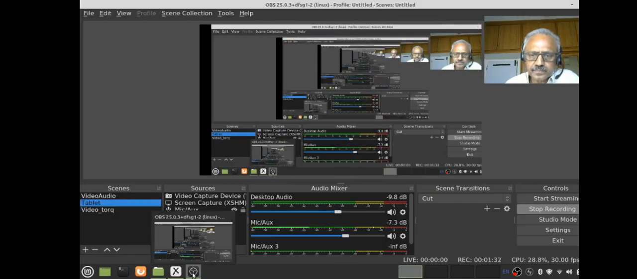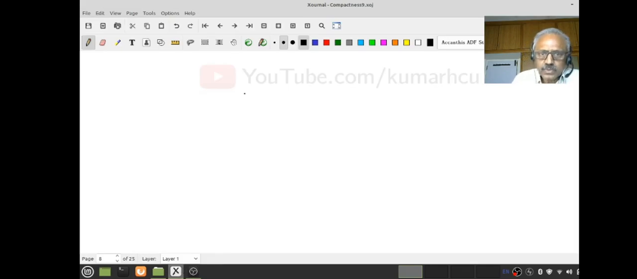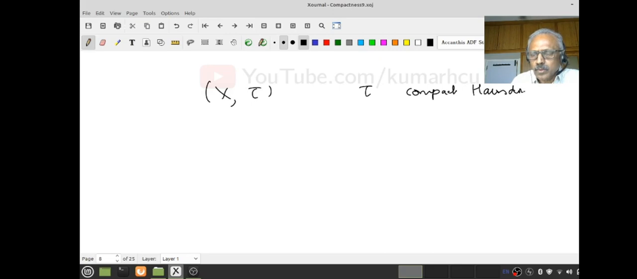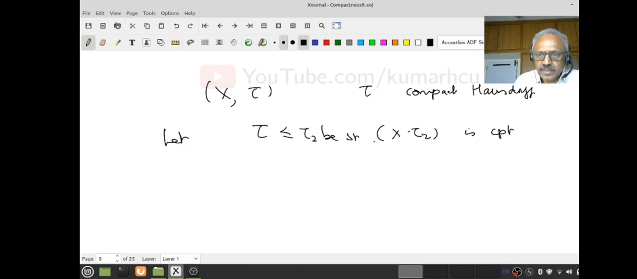So let us assume (X, tau) is compact and Hausdorff. Right? Now suppose tau 2 is finer than tau, and still (X, tau 2) is compact. Then I claim tau 2 equals tau. That is, in some sense, why it's maximal.